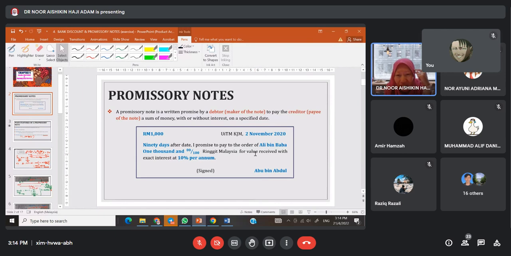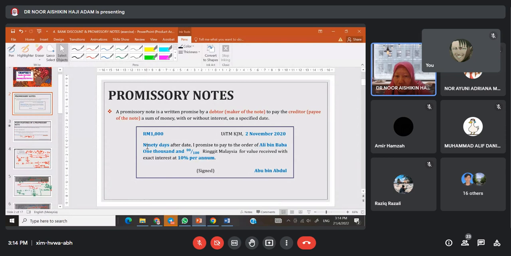Abu pinjam duit daripada Ali. Tempoh pinjaman is 90 days long. That would be the term of note. Okay, 90 days is term of note. And the amount borrowed or the principal is 1,000 ringgit. That is the date of the note, 2nd November 2020. 2nd November 2020 is the date when he gets 1,000 ringgit from Ali.